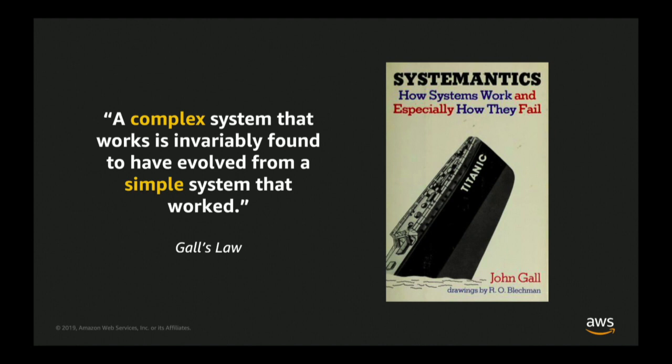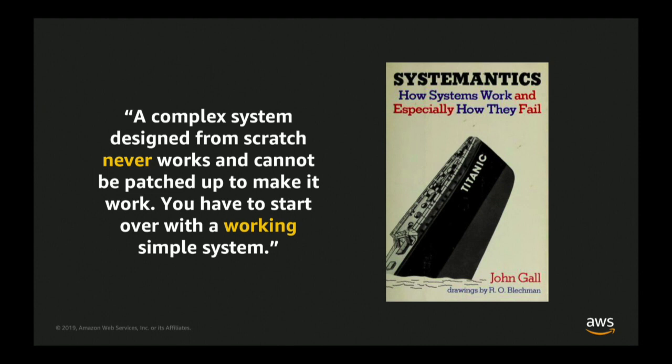That's another book I do recommend reading, Systemantics: How Systems Work and How They Fail by John Gall. It's not new, it's also from the 70s, but most of the things in that book are still valid today. A complex system which is designed from scratch will never work. So start small, start with something that you master, something that you can control, and build complexity around that over time. One example is Amazon S3.